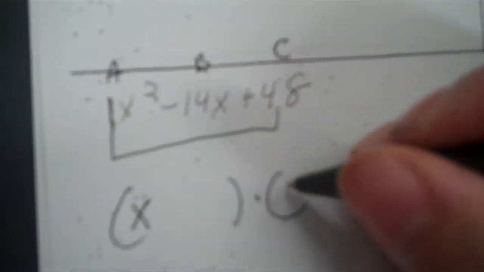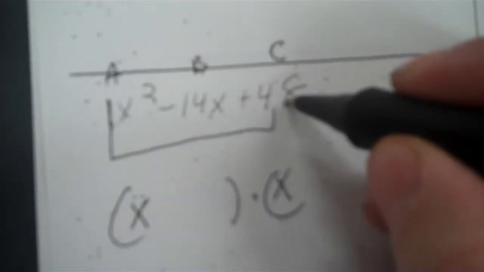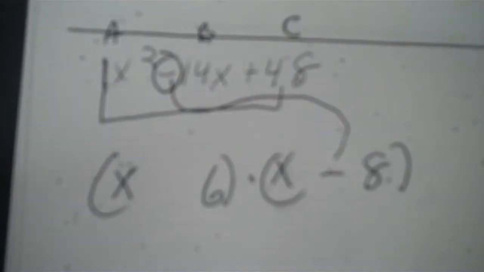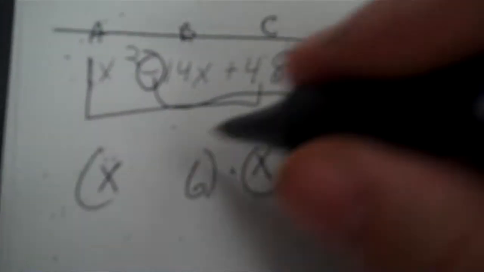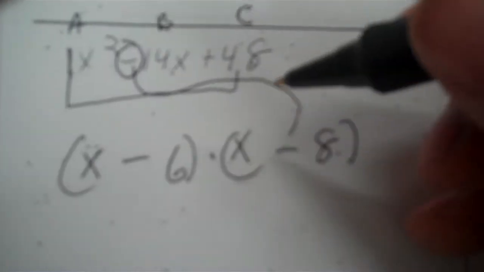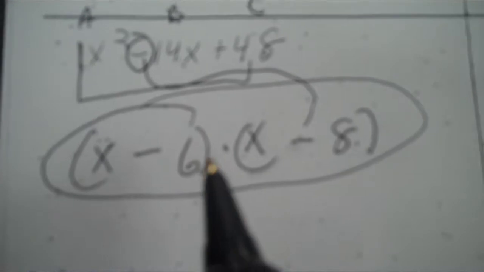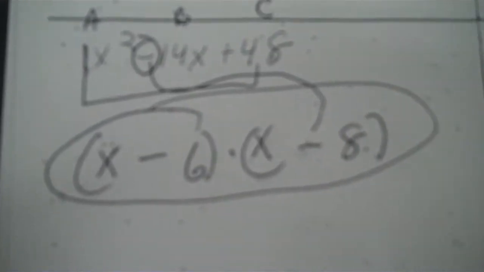So I make my two parentheses, and if I have a 1x squared, that is always written as x times x, okay? Then the 48, I go 6, 8. Now, that minus in front of your 14 means you got to have at least minus 8, and today we'll be finding a sum so they'll both be minuses. So x minus 6 times x minus 8. Okay, next up.